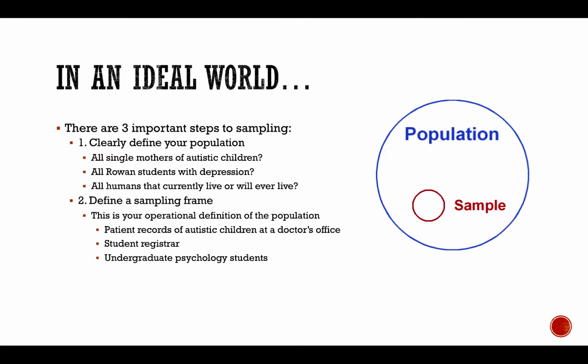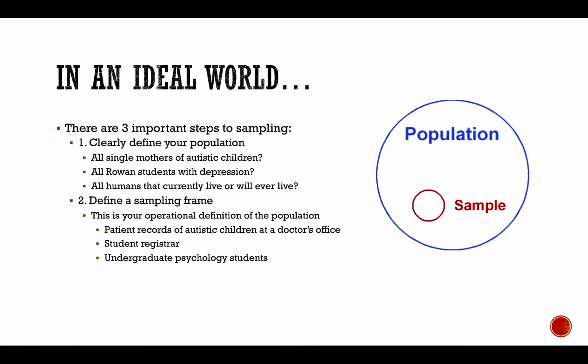Okay, sampling methods. In an ideal world, there are 3 important steps to sampling. The first is you clearly define your population. And by the way, nobody does this, but that's what we should do. So, all single mothers of autistic children, for example, or all Rowan students who have depression, or all humans that currently live or will ever live.